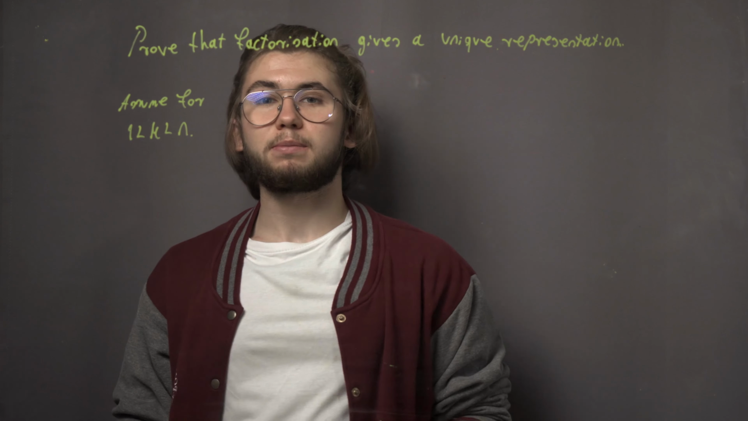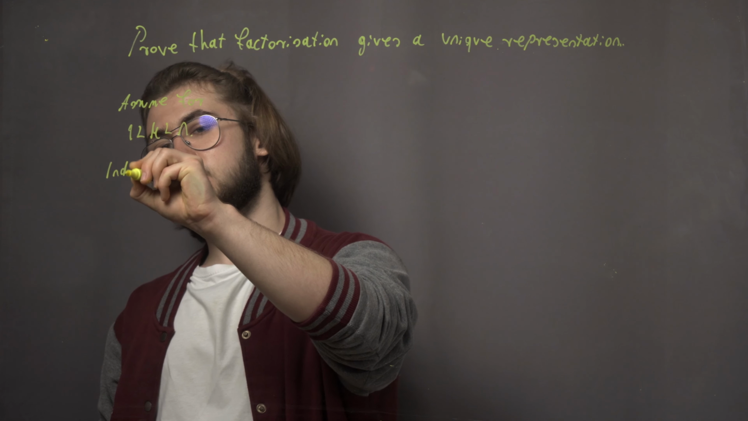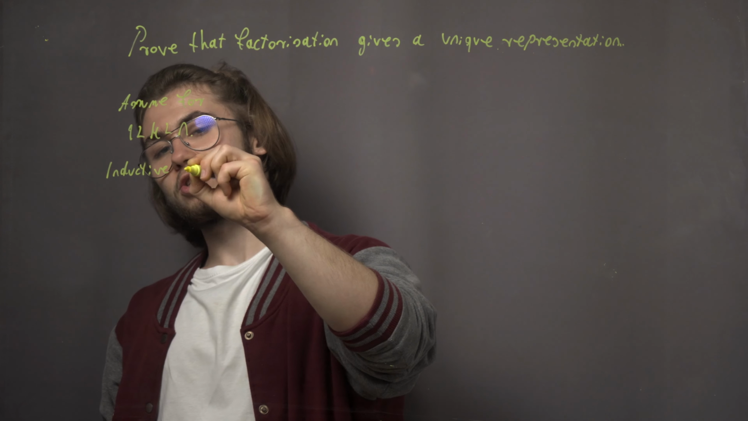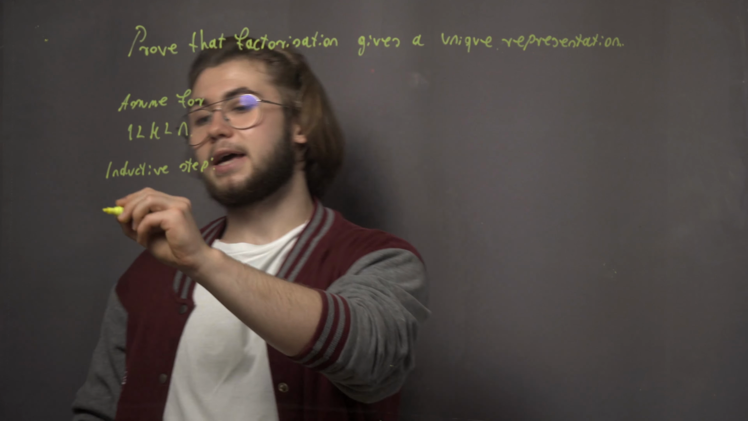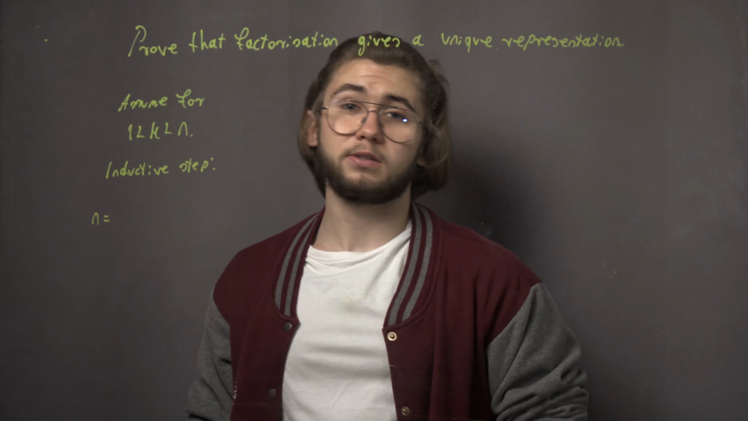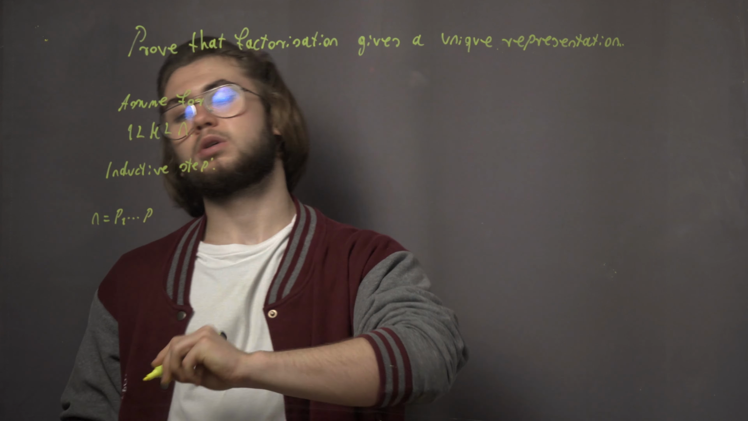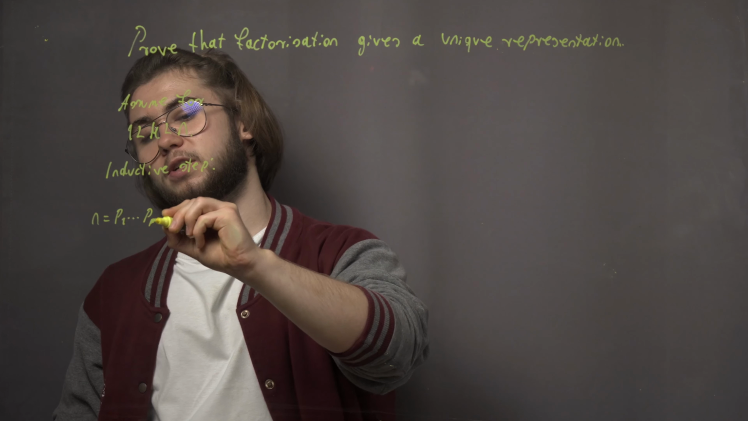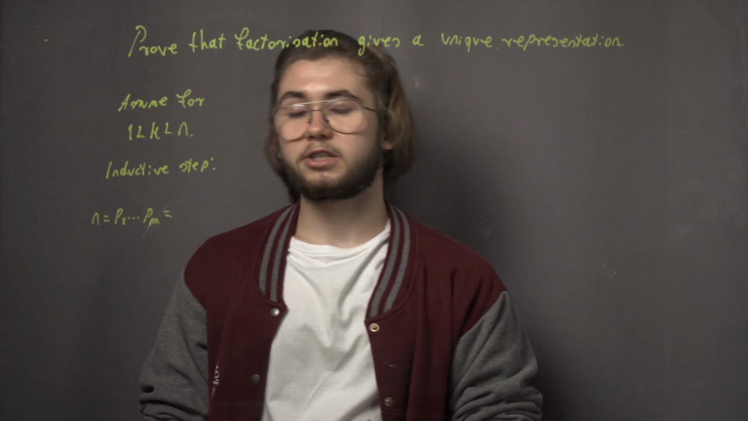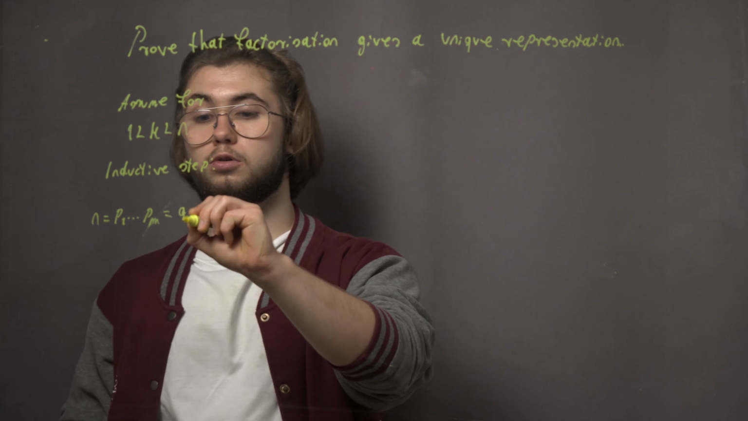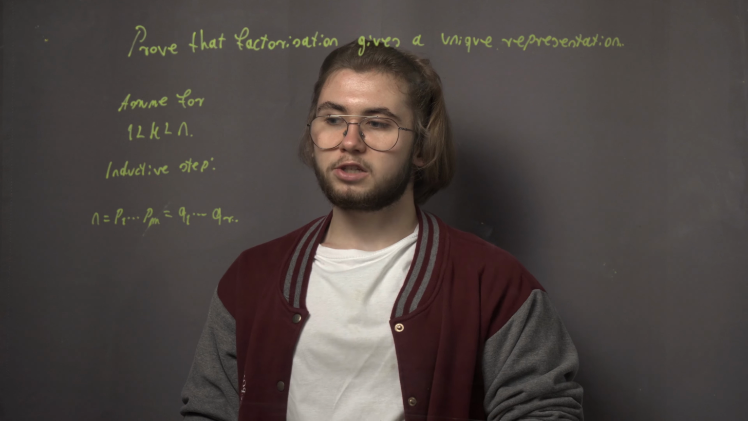So now I would like to take myself a number, the inductive step. Awesome. So I would like to take a number n, and I would like to say that n has two representations. First of all, it will have a representation of p1 multiplied up to, let's say, pm, because I like the letter m. And it also has another representation of q1 up to qr. Perfect.